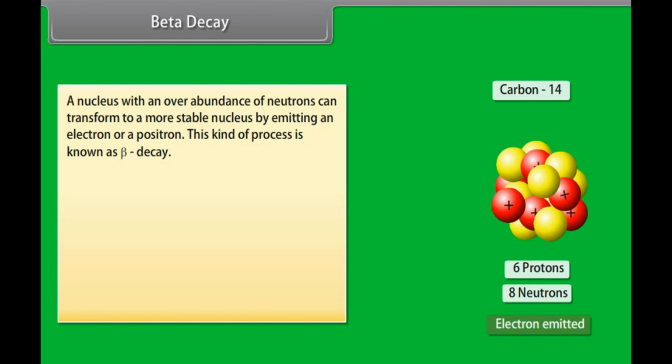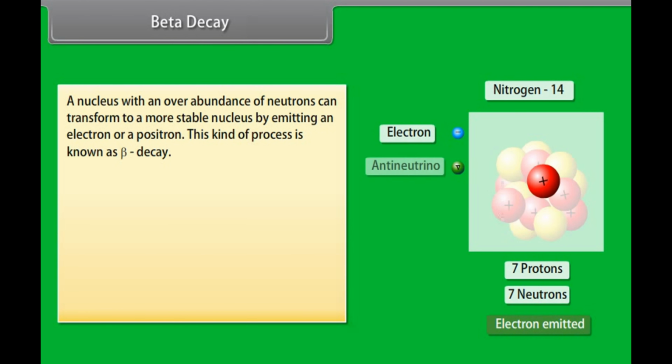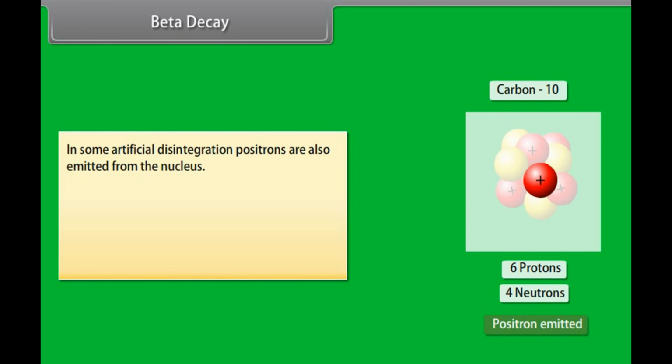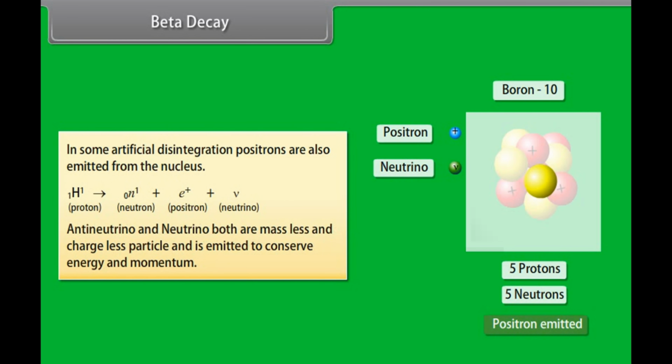Beta decay. A nucleus with an overabundance of neutrons can transform to a more stable nucleus by emitting an electron or a positron. This kind of process is known as beta decay. This process of beta decay can be expressed as shown, where the beta particle is emitted along with the antineutrino. In some artificial disintegration, positrons are also emitted from the nucleus. Antineutrino and neutrino both are massless and chargeless particles, and are emitted to conserve energy and momentum.